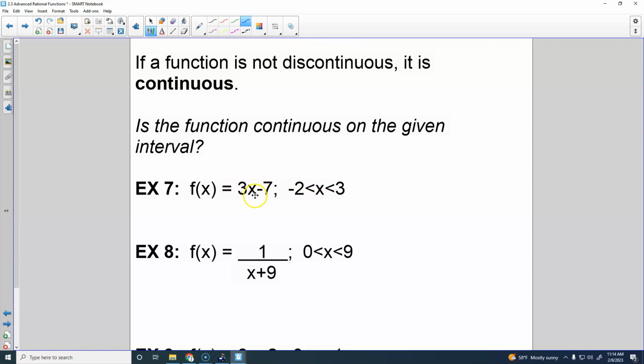Do I even have a denominator for this equation? I do not. Am I going to have zeros in the denominator if I don't have a denominator? I will not, right? This is just a line. It is continuous everywhere. So you may see this thrown in there to try to confuse you, something that doesn't even have a denominator, something like a quadratic or a linear equation or a cubic equation. Those are just always continuous if they don't have that denominator. So this is linear. It's always continuous. It doesn't even matter what the interval they gave you was. This is going to be a yes. You are always continuous on that interval.